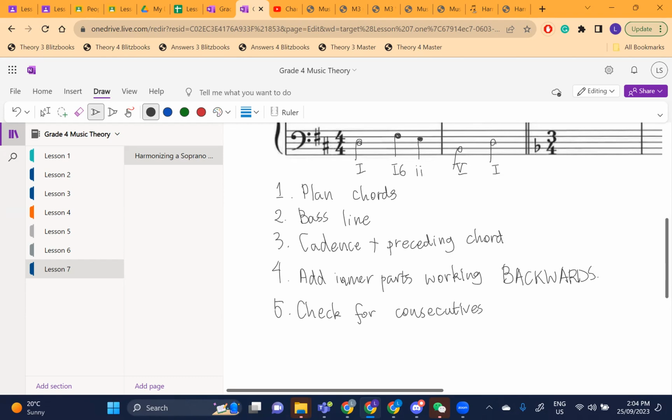So that's step by step, essentially. So it's steps, not tips and tricks. Steps. Tips and tricks.